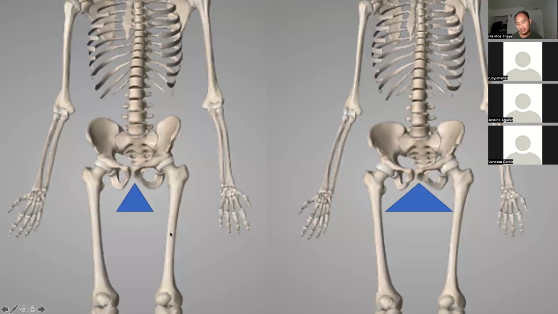And now we look at the pelvis, and we know which is the male pelvis and which is the female pelvis. Because if we look at the angle of the pelvic outlet, the male pelvis has a more acute angle and the female pelvis has a wide angle.